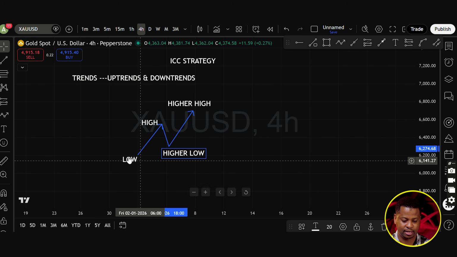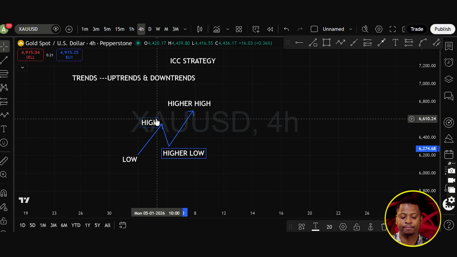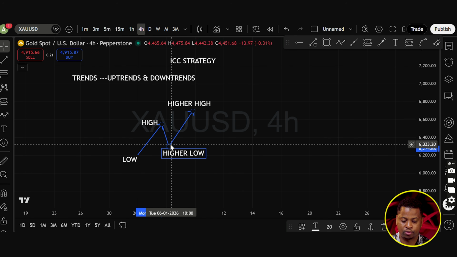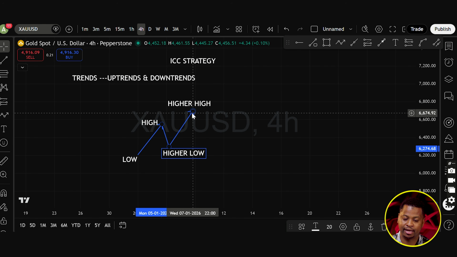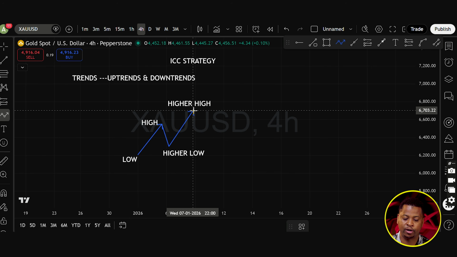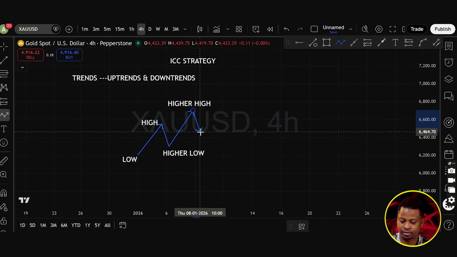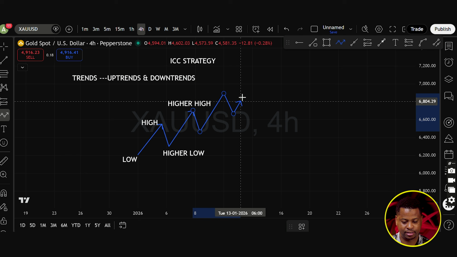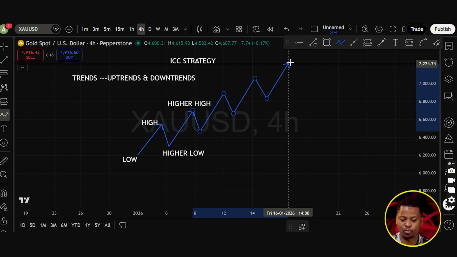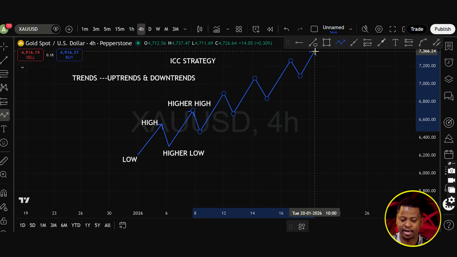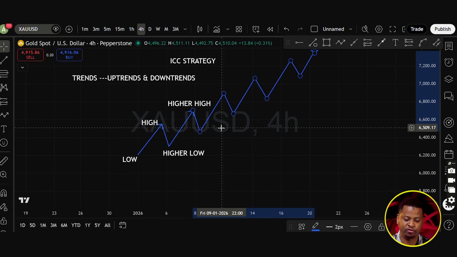I want you to look at this. This is a low. This is a high. This is another low. Okay? And this is another high. But this low is higher than this one, so it becomes a higher low. This high is higher than this one, so it becomes a higher high. And that is what the market will do in all time frames. Whether it's 1 minute, whether it is 1 hour, whether it is 1 year, as long as it's in an uptrend, it's going to eventually form what we call higher highs.